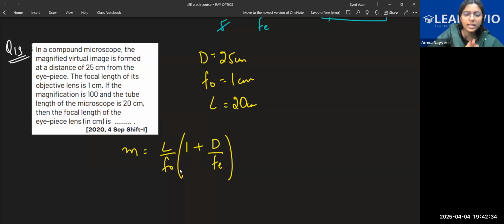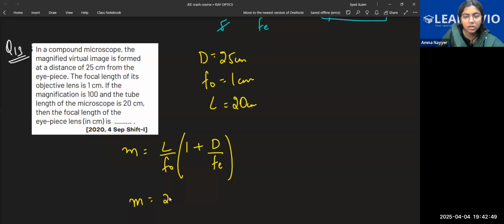Fe is unknown to us. We can at least calculate Fe. D is given, F naught we have, length of tube we have. Okay, magnification. Magnification is also not known, right? Magnification here is missing, so we will have two variables.